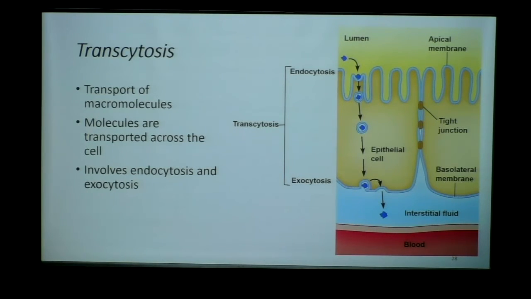We're going to talk about this. This is how neurotransmitters are released from neurons. This is how neurons communicate and speak to each other. Okay, so endocytosis and exocytosis, mechanisms of transcytosis.